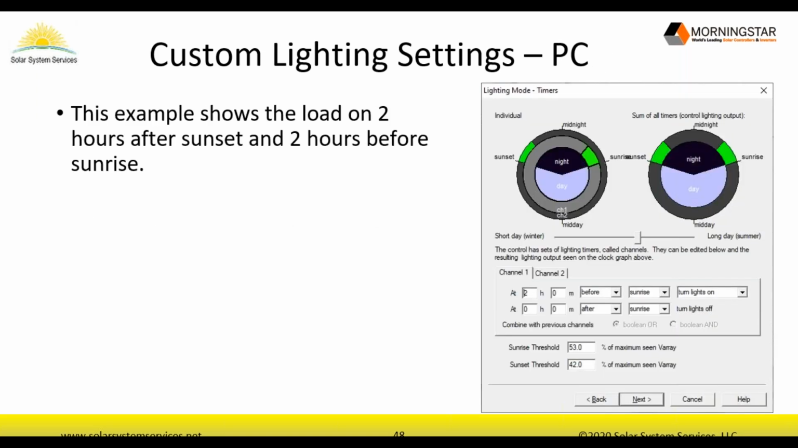Here's another example that shows the load on 2 hours after sunset and 2 hours before sunrise. You can see how you can use both of those events to change it. So what's interesting is you can shut it off in the middle of the night. Let's say you've got some parking lot lighting at an office where people may only work until 8 o'clock at night, and then they come in again at like 5 or 6 o'clock in the morning. You don't need it on all night long, so you want to shut it off in the middle of the night. This allows you to do that. You can set it up to say, I only want the lights on from sunset to 2 hours after sunset, and I want it on from 2 hours before sunrise until sunrise. That's another example of how you can do that.